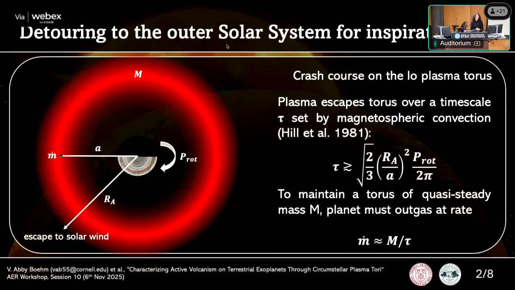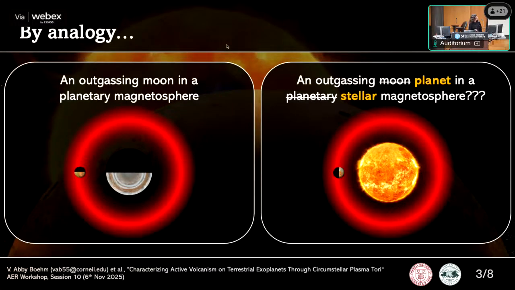So not only is this torus proving that volcanism is ongoing, it's giving us a timescale for the volcanic outgassing process, and it's giving us an estimate for the volcanic outgassing mass supply rate. So that's a lot of insight to gain into something that doesn't actually require a permanent atmosphere to exist. And so inspired by that example, we basically asked this question. If you can stick an outgassing moon into a planetary magnetosphere and have it build a torus, could you do the same by jamming a planet into a stellar magnetosphere?